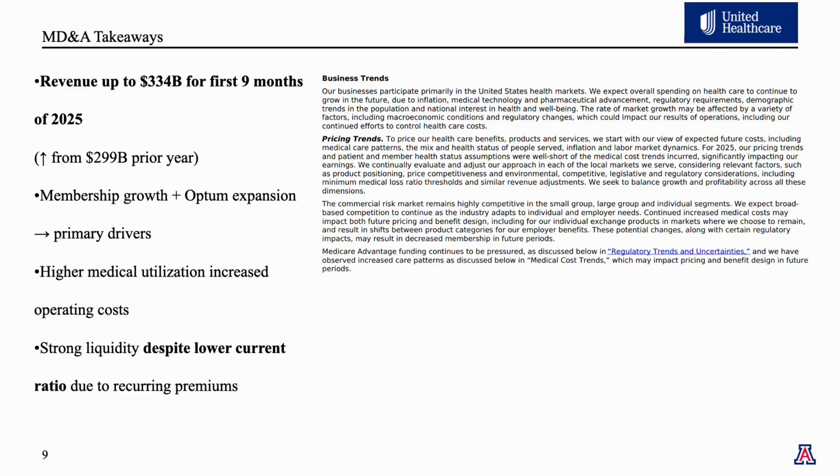Management in these notes also acknowledged higher medical costs and increased utilization. When more people are using healthcare services, especially in Medicare Advantage, UNH is paying out more claims, which temporarily pressures its margins. But management highlights that they maintain strong liquidity during these periods through constant premium inflows and disciplined capital allocation, which explains why liquidity ratios may appear low at certain points, but solvency ratios are still remaining strong.